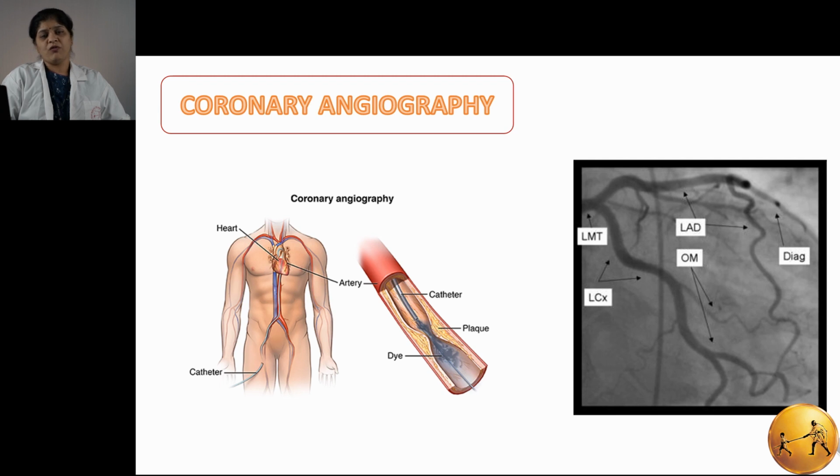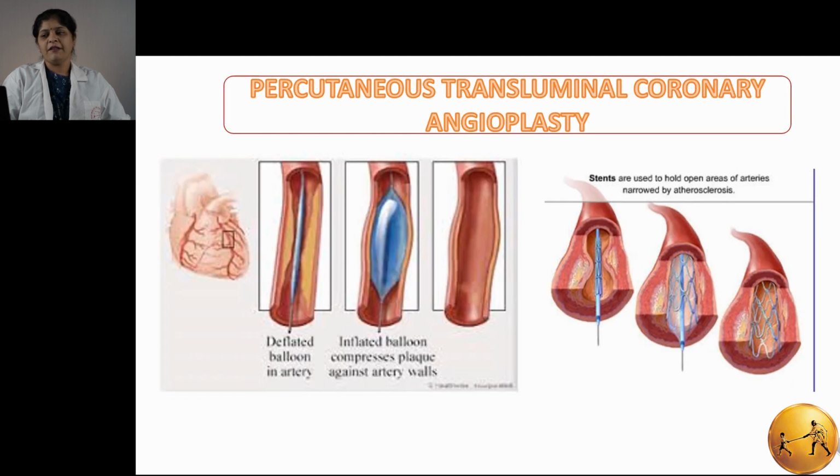To diagnose where the blockage is, how many blockages there are, and which vessels are involved, a technique is used which is called coronary angiography. With the help of dye and a catheter, the vessels are seen on the X-ray films. If there is a blockage, then the dye will not pass, and this is how the blockage is identified. It is called coronary angiography.